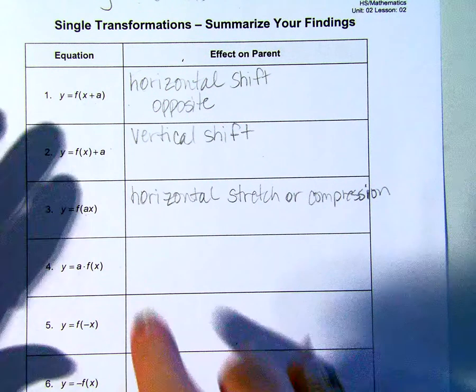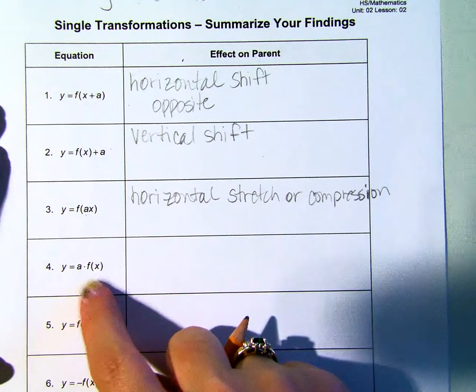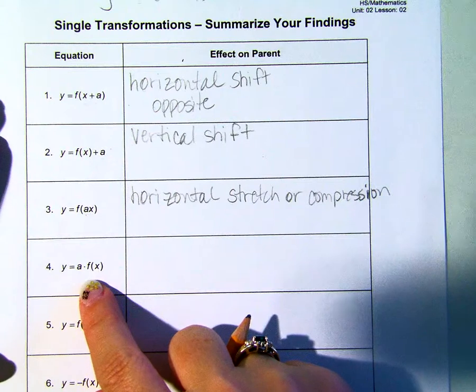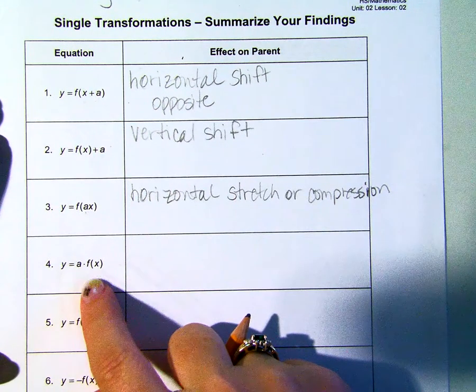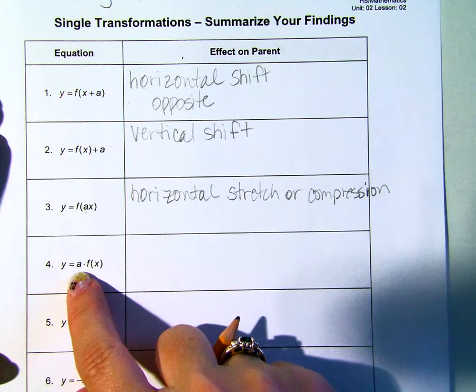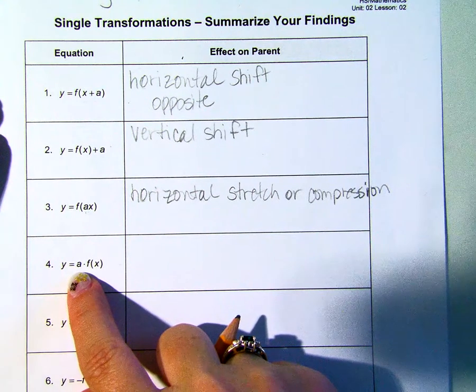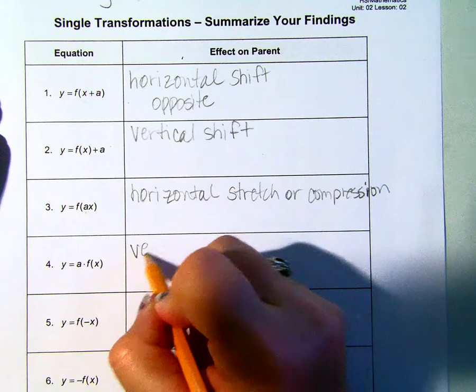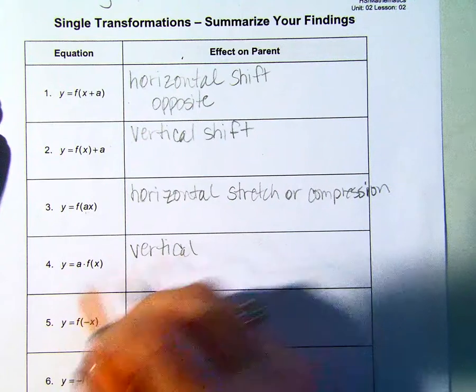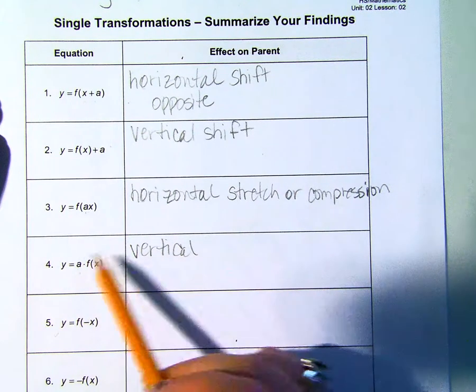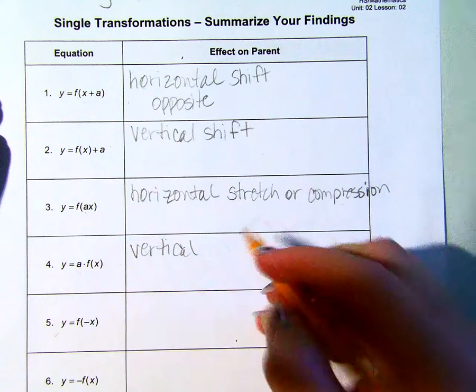Great. Okay. So what about this one? What's going to happen here on number 4? It's going to be vertical because it is outside, right? Vertical. And it's going to be a stretch or compression. Why? Because it's a multiplier. Very good.